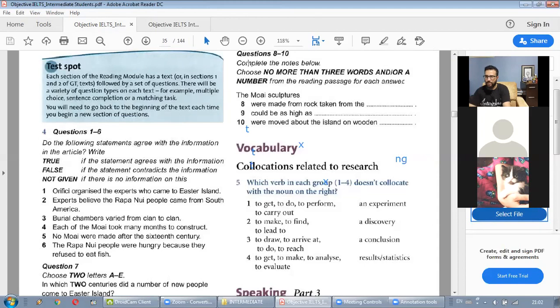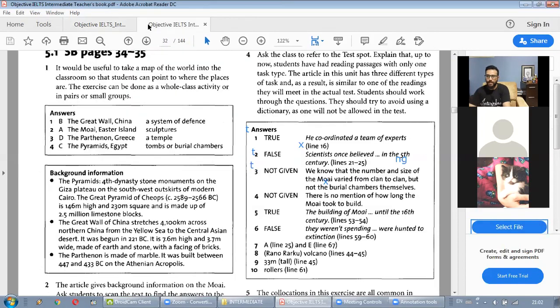But according to the analysis in the text itself, it doesn't say that the burial chambers varied. We know that the size of the Maui, the statues themselves, varied. Do you see how they play on little technicalities in the true, false, not given? So the size and the number of the Maui, the statues, these varied, yes. But the burial chambers, there is nothing about the variation in burial chambers. So both of you were tricked into thinking that they were talking maybe about the Maui.